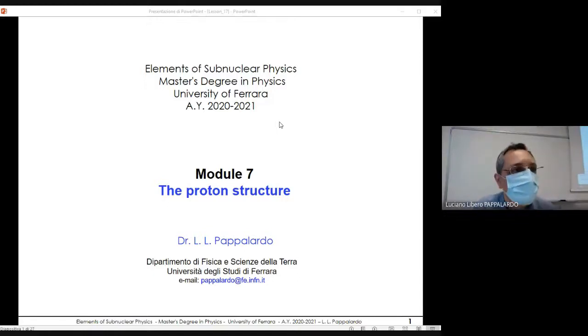Okay. So today we start a new chapter of the course, which is about the structure of the proton. How is the proton, or in general the nucleon, made of inside? And this will take 2.5 lessons.